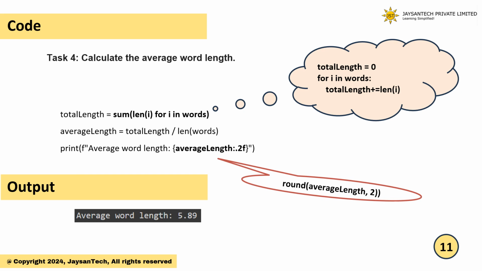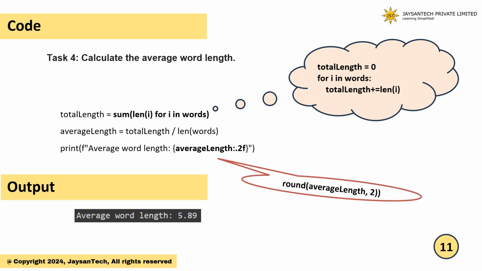We are creating a total length variable and initializing it to 0. We are traversing through the words list, and the total length is getting updated with the length of each word. So we can write it in a single statement also. Try using the optimal method. Try practicing more. You will get familiar with the comprehension methods.